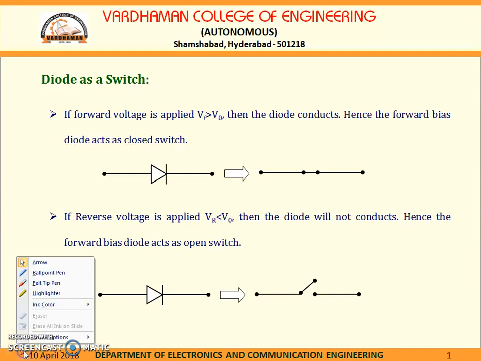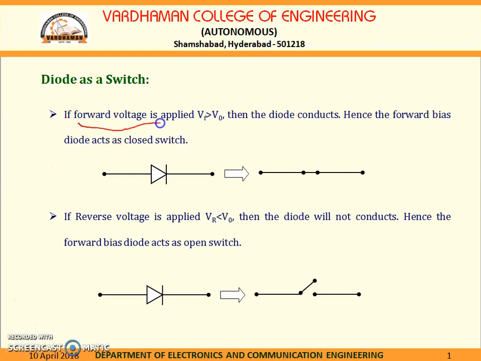In these two cases there are two biasing conditions for the diode. The first is the forward bias and the second is the reverse bias. In the forward bias the directions are these, and the standard formula for the forward bias is like this. If you make it reverse bias, this is the equivalent circuit for the reverse bias. So if it is forward bias, it will act as a short circuit. If it is reverse bias, it acts as an open circuit.